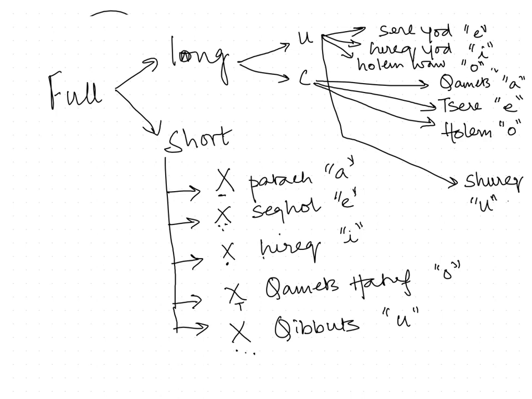That's pretty much it. So how many shorts do you have? 1, 2, 3, 4, 5 shorts. How many changeable longs do you have? 1, 2, 3 changeable longs. How many unchangeable longs do you have? You have 1, 2, 3, 4. And that's all you have to know.